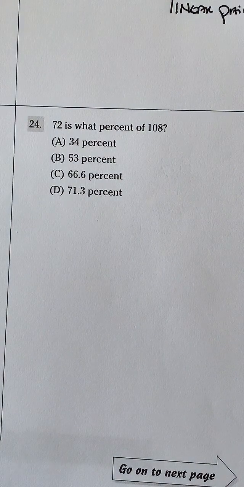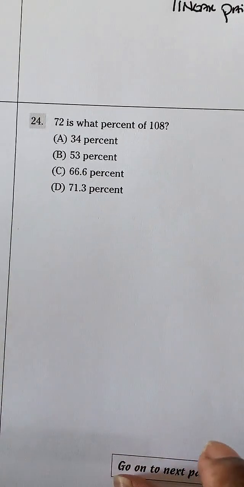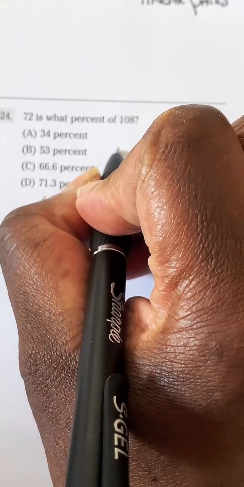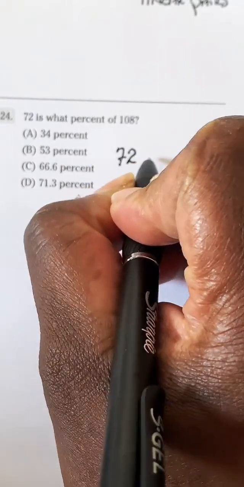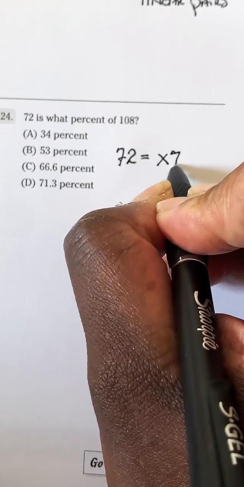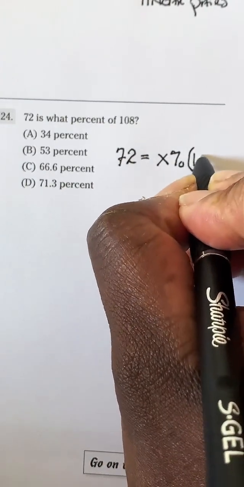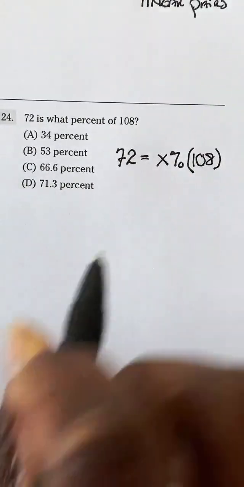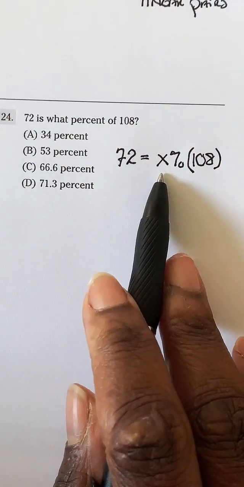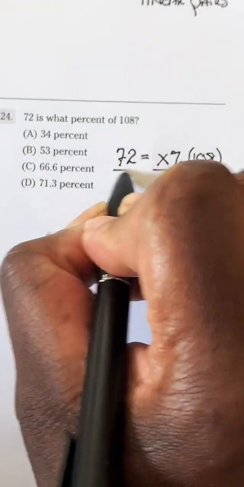All right, here we go. Let's take a look at how to set it up. First thing, I write it out. You have your 72, which equals what percent, so that's an unknown percentage, that's what we're looking for, of, which means multiplication, 108. If I want to get this percentage by itself, I have to do the inverse of multiplication, which is division.